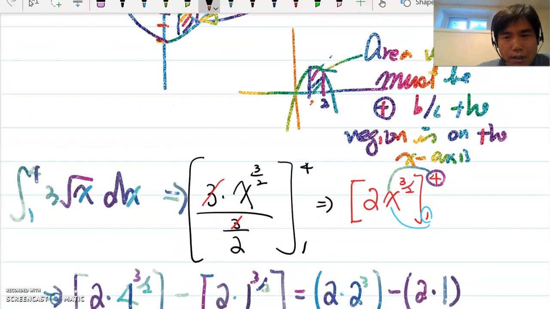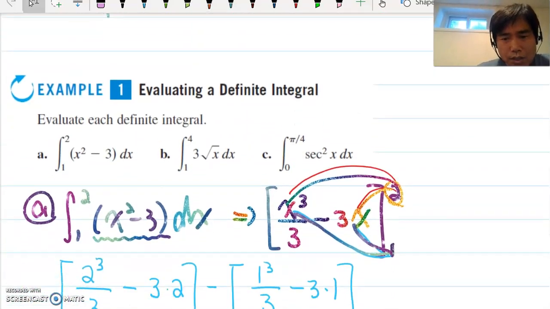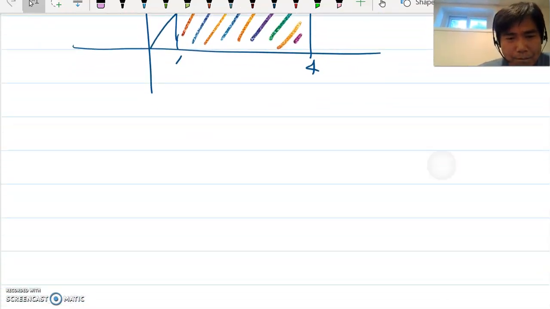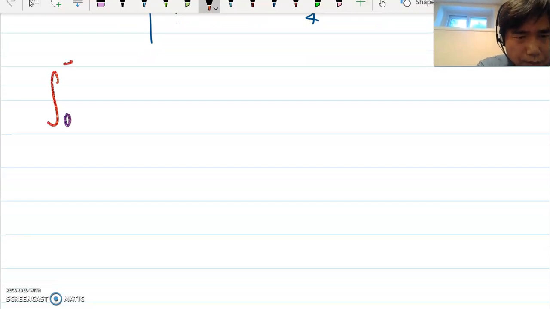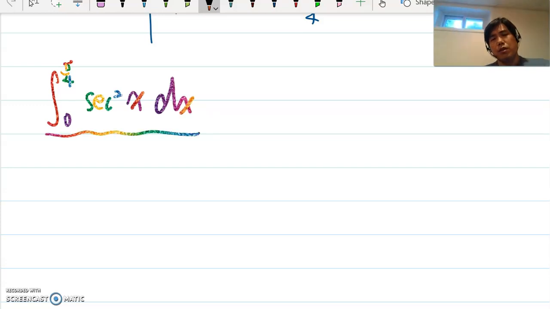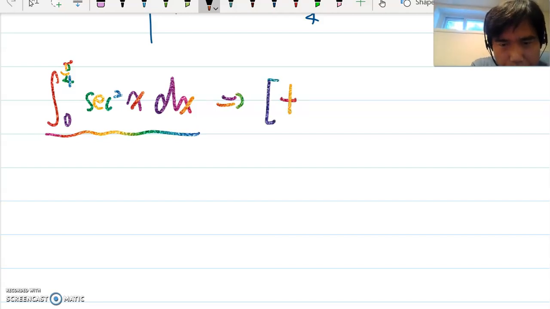Then let's look at the third one here, which is the integral from 0 to pi over 4 of secant squared x dx. So you have secant squared x dx. What's the antiderivative of secant squared x? That must be tangent x, right? So this becomes basically tangent x from 0 to pi over 4.